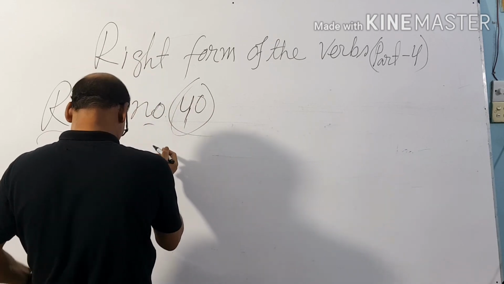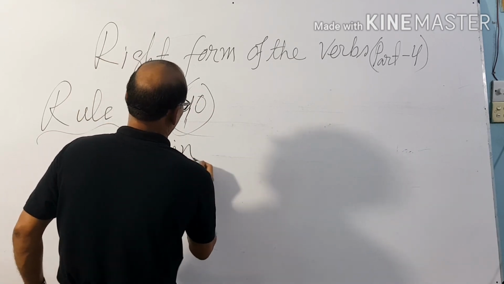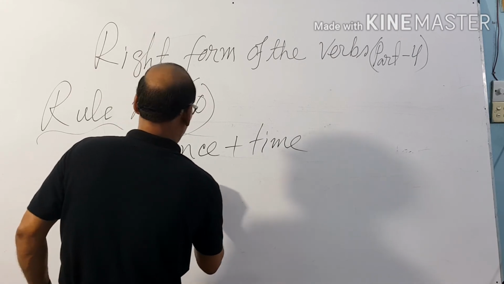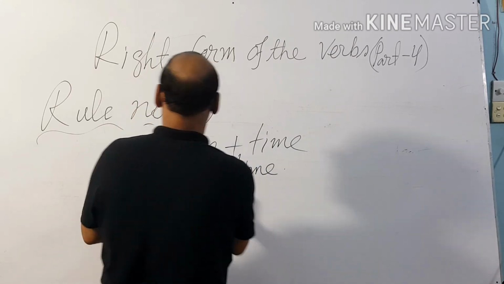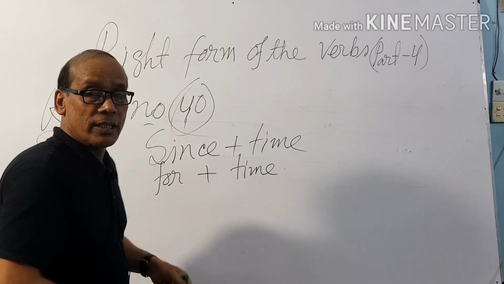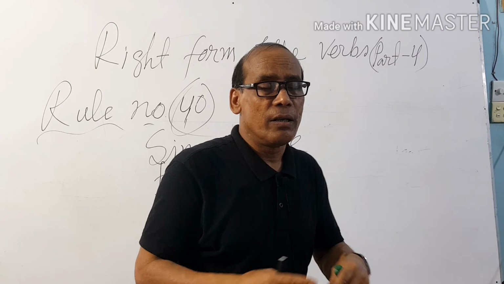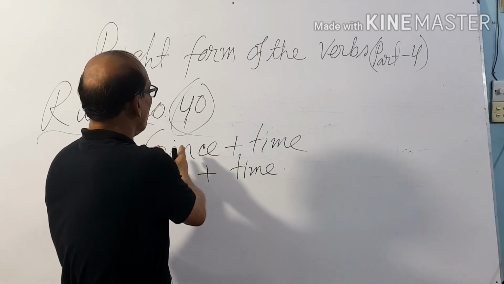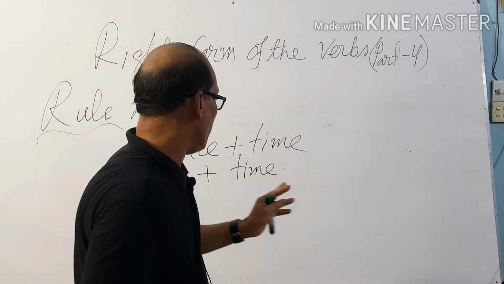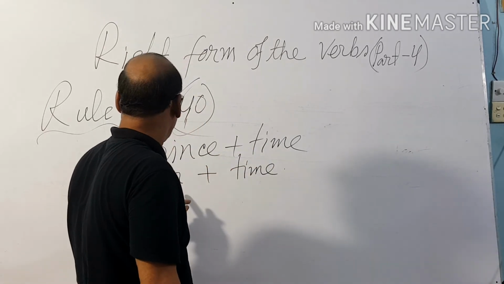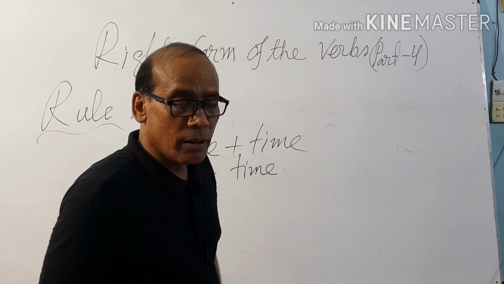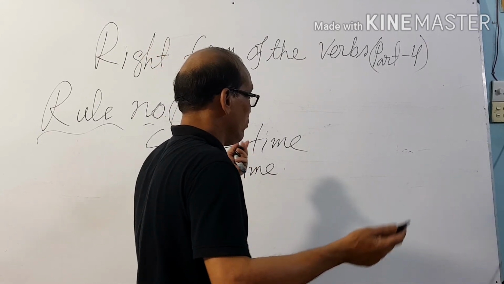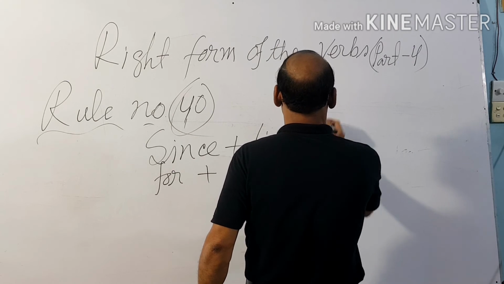Here, roll number 40. In some sentences we see "since" plus time, "for" plus time. Suppose since morning, since Friday, since Sunday, or since 1971. In this way, after "since", if we find any word indicating time, we will have to use present perfect continuous tense, and for "for" plus any word indicating time. Suppose for 2 hours, for 3 days, for 5 years, and so on.